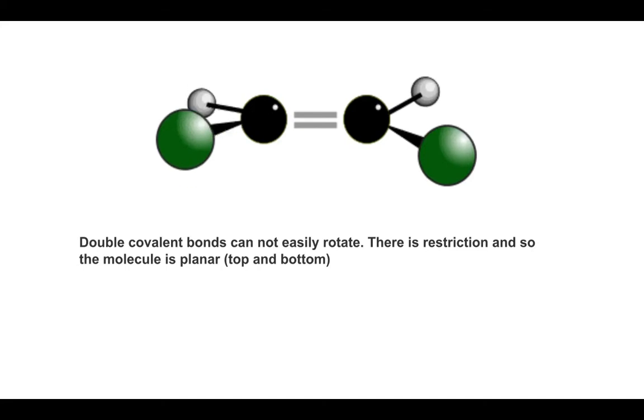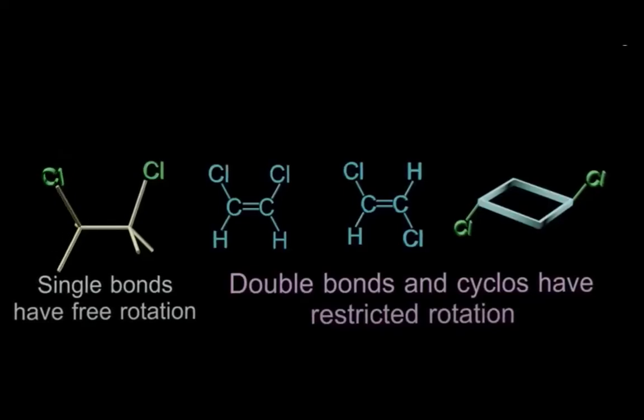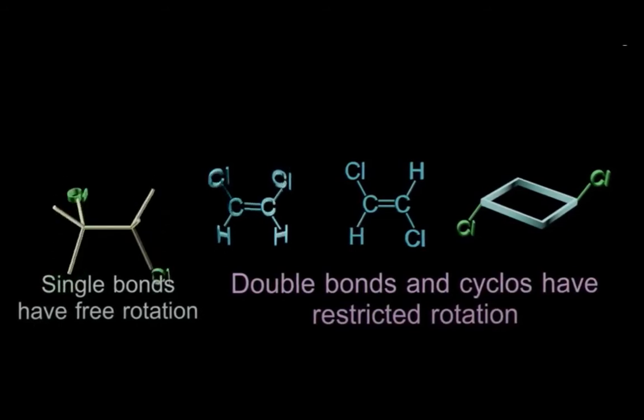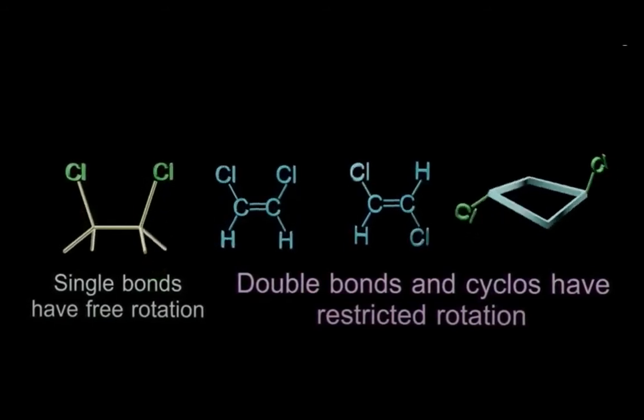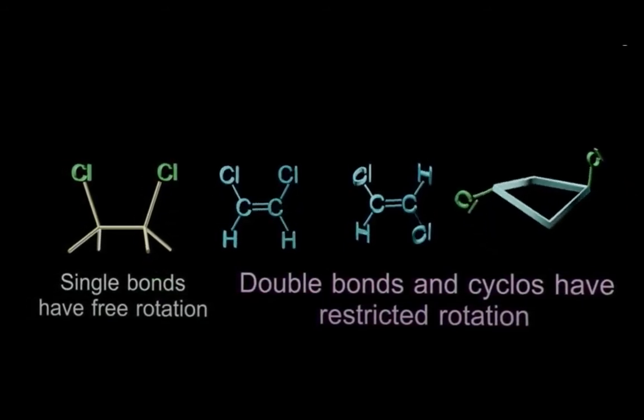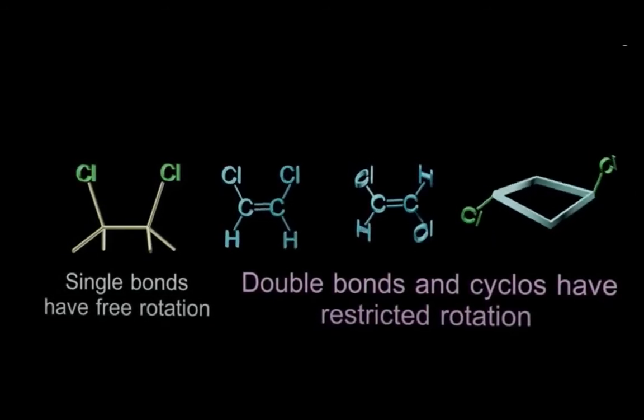When you have a double covalent bond, so a double bond between two carbons, you're going to notice that the rotation around that double bond is fairly restricted. So the molecule ends up appearing to have almost like a top and a bottom, and the angle would be around 120 degrees, but there's a restricted rotation. Let's take a look here. So you can see here that single bonds have free rotation. So no matter which way you turn them, it'll end up being the same molecule. Double bonds and cyclos have restricted rotation. So you can see with the alkenes, it is a planar molecule, meaning it has sort of like a top and bottom.